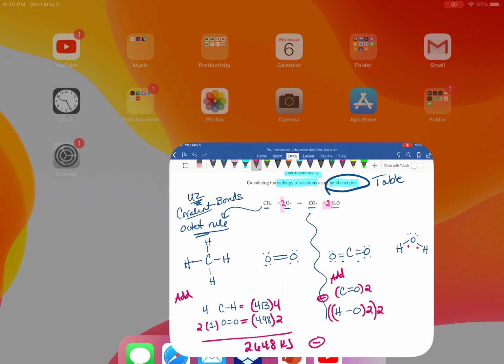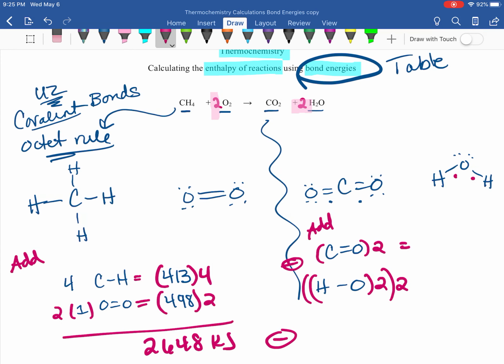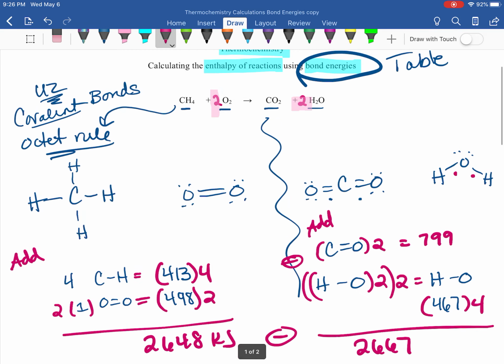Okay, so let's go try those. So I am going to write down then that 799 for carbon dioxide. And then for our HO bond, our hydrogen-oxygen bond, that is 467. Except how many are we going to multiply that by? 4. Okay, another most common mistake there. So bust out your calculator. Let's add those up. 799 plus that 467 times 4. I get 2667.